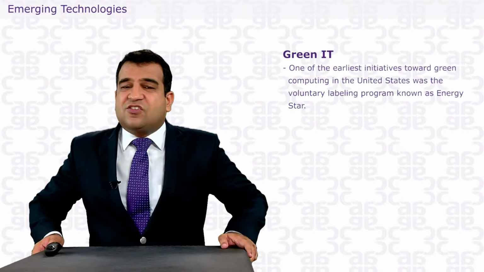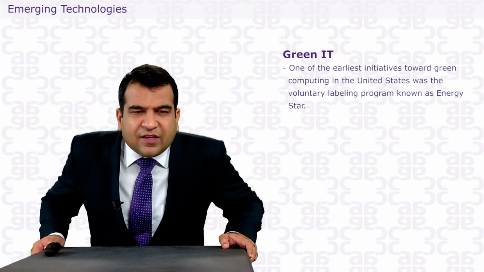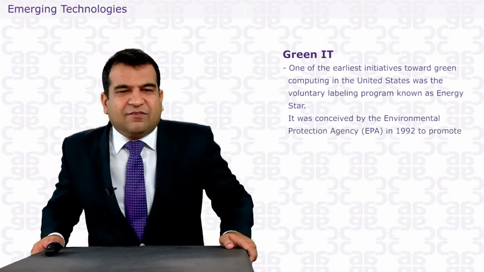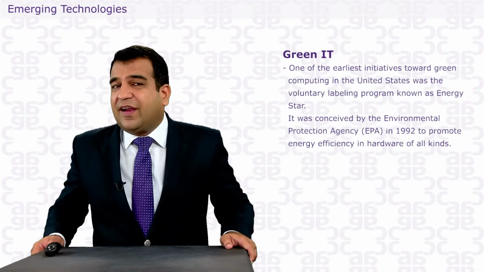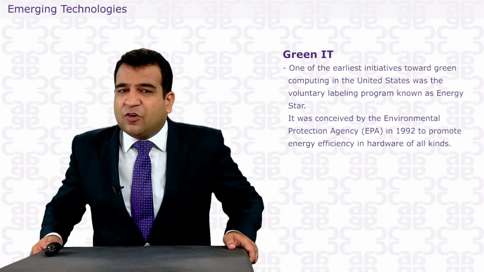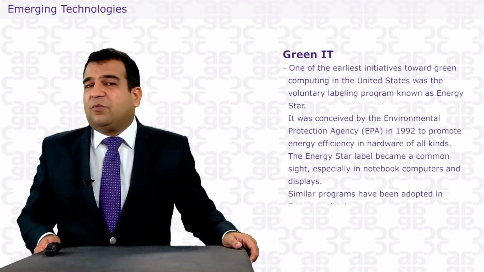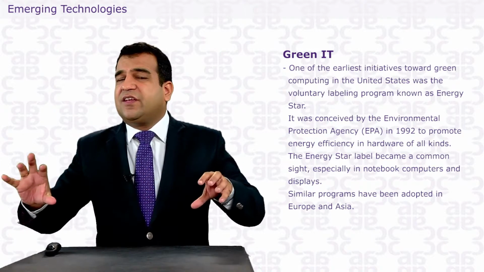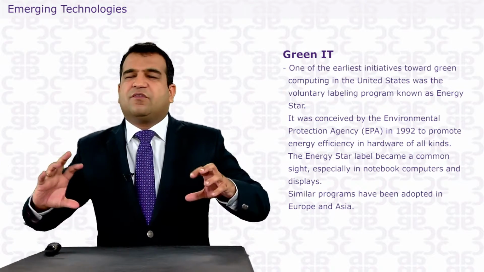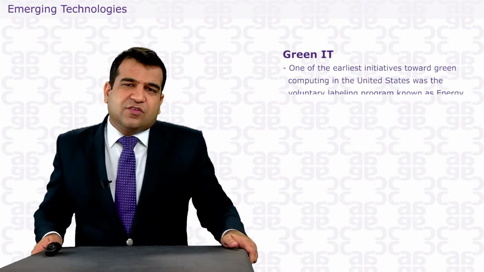One of the earliest initiatives towards green computing in the United States was the voluntary labeling program known as Energy Star. It was conceived by the Environmental Protection Agency in 1992 to promote energy efficiency in hardware of all kinds. The Energy Star label became a common sight, especially in notebook computers and displays. Similar programs have been adopted in Europe and Asia. They tell you the star rating, how much energy it consumes; the more stars, the more energy efficient the device, and that is used in different countries these days.